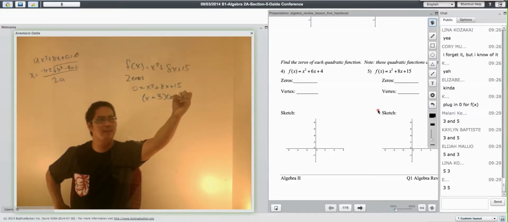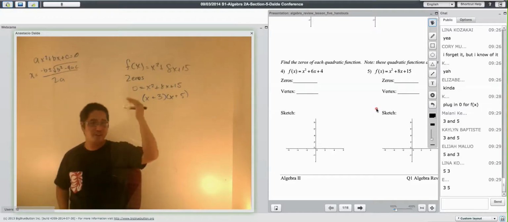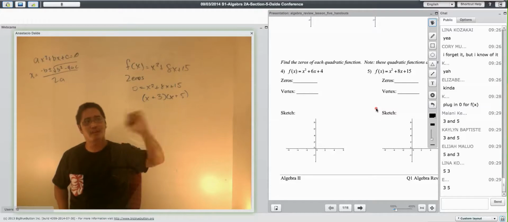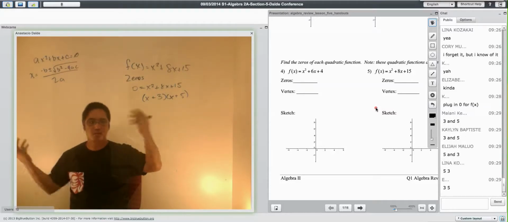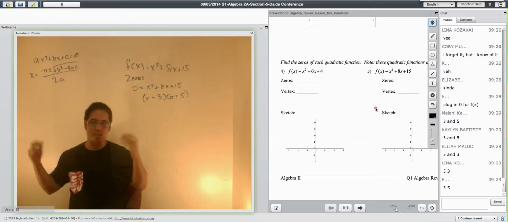I don't understand. Maybe I made a mistake somewhere, but I'm looking at this problem, and it looks to me like that's a perfectly fine answer because 3 times 5 multiply out to be 15, and when you add them together, they make 8. Or you can go 5 and 3. It doesn't really matter. They're both going to yield the same answer. Are we cool with that?